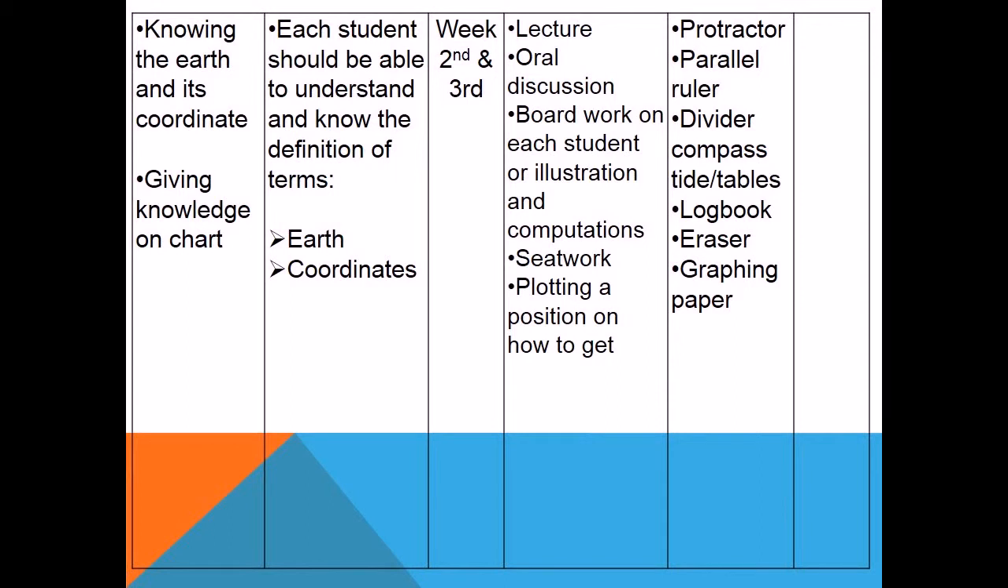Board work for each student, with illustration and computations. Seat work: plotting a position and how to get it. Materials: protractor, parallel ruler, divider, compass, tide tables, logbook, eraser, graphing paper.